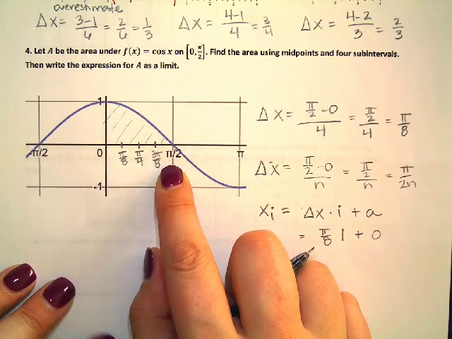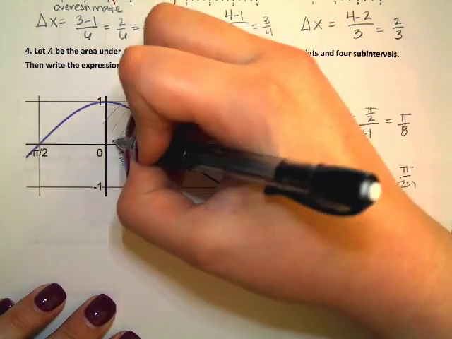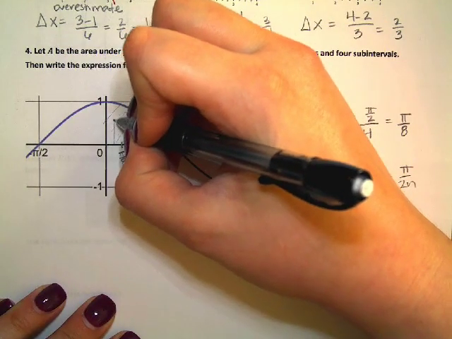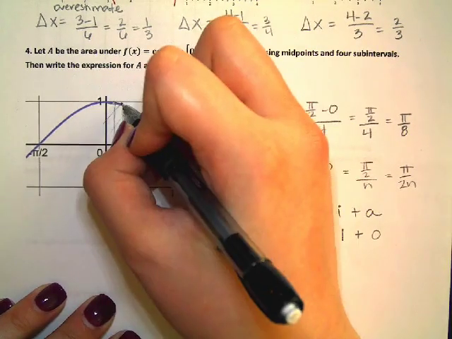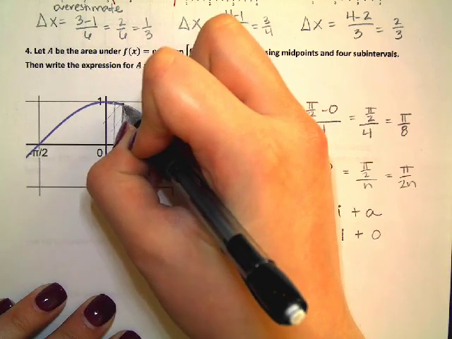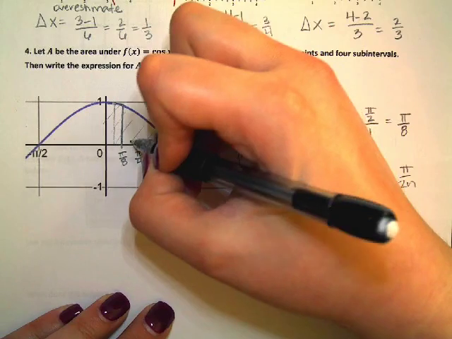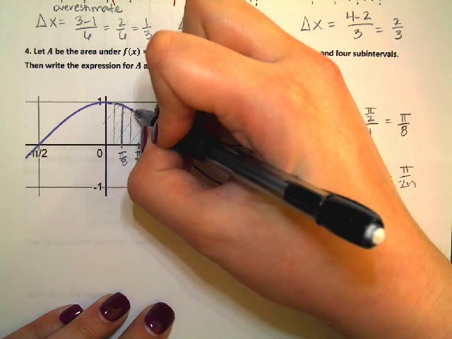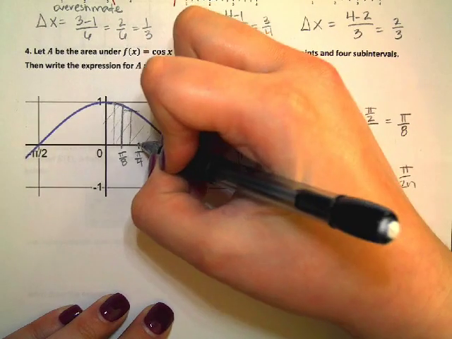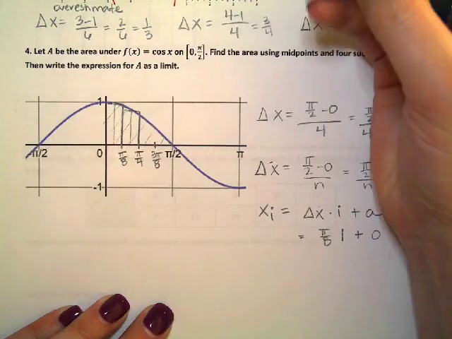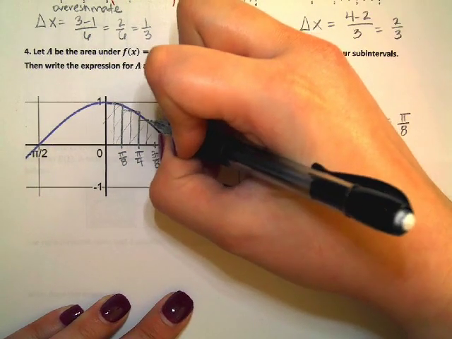Okay. Now it says that they want us to use midpoints. So I'm going to go ahead and draw this up in the middle just so I can see what the height of that rectangle should be. Okay. And then for the next one, I'm going to go ahead and draw that up in the middle. And then for the next one, I'll go ahead and draw it up in the middle again.